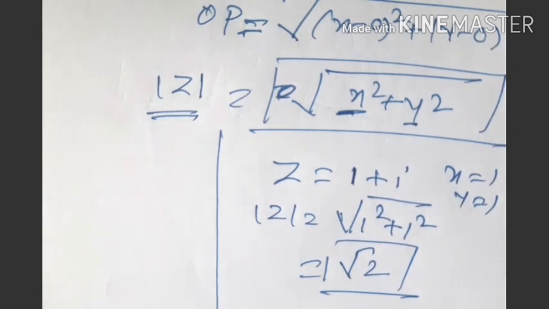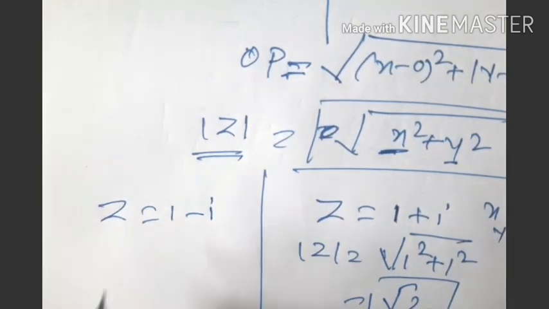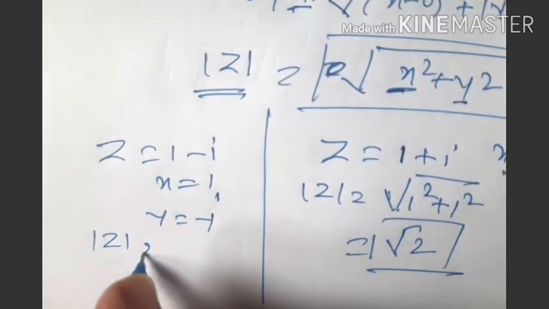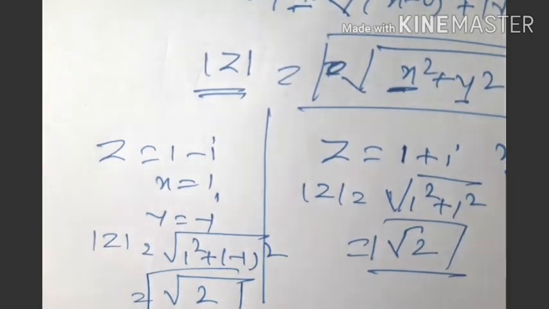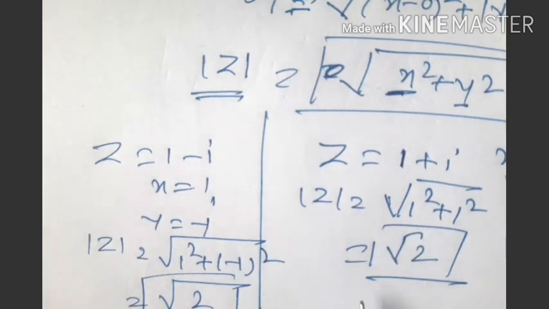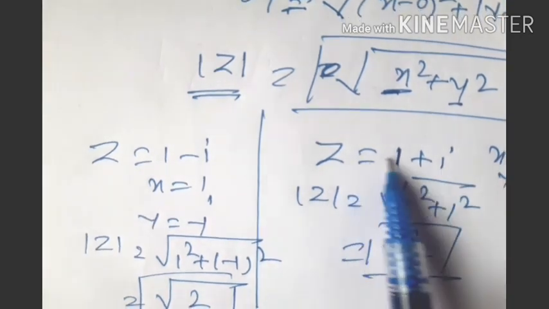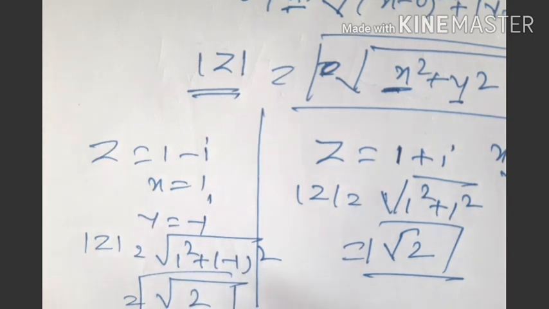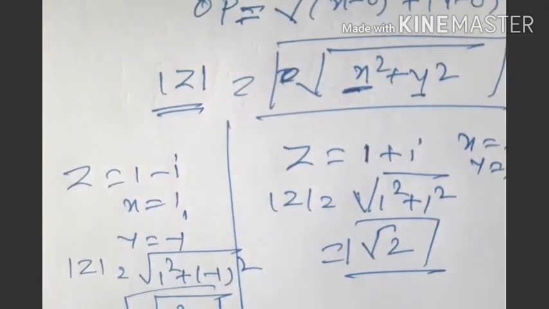This is the process. Okay, another complex number again I am taking. Suppose z equal to 1 minus i. Here x equal to 1 and y equal to minus 1. So the mod z will be root over 1 square plus (minus 1) square, that means root 2 again. So from here we can say the modulus of the same type of complex number will remain the same. That means for 1 plus i and 1 minus i, instead of 1 here you have got minus 1, we will get the same root 2. Okay, so the modulus part is over.